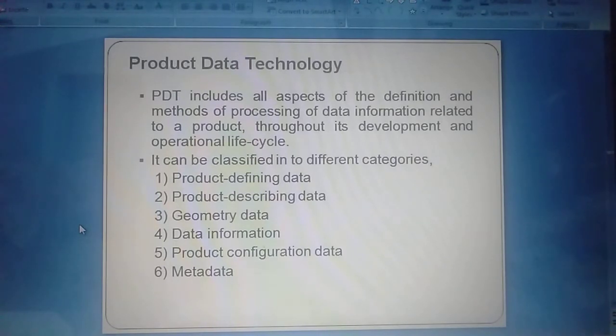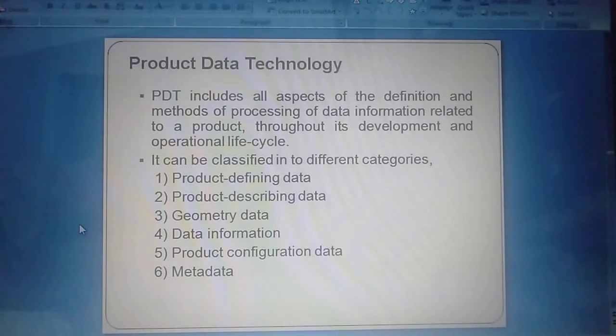It can be classified into different categories. First, product defining data. It relates to the technical requirements and includes all kinds of data for product specifications. For example, in case of automotive product development, the data can be related to driving performance, car weight, fuel consumption, dimensions, targeted vehicle configuration and other factors. I have taken one simple example of an automotive product.